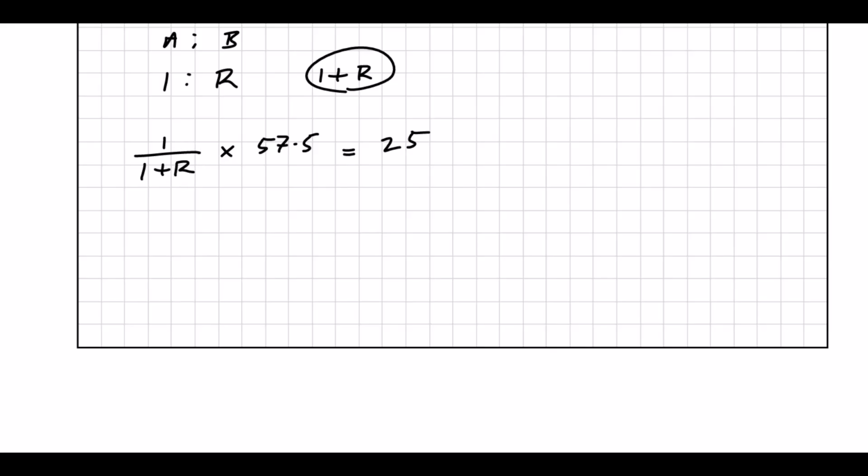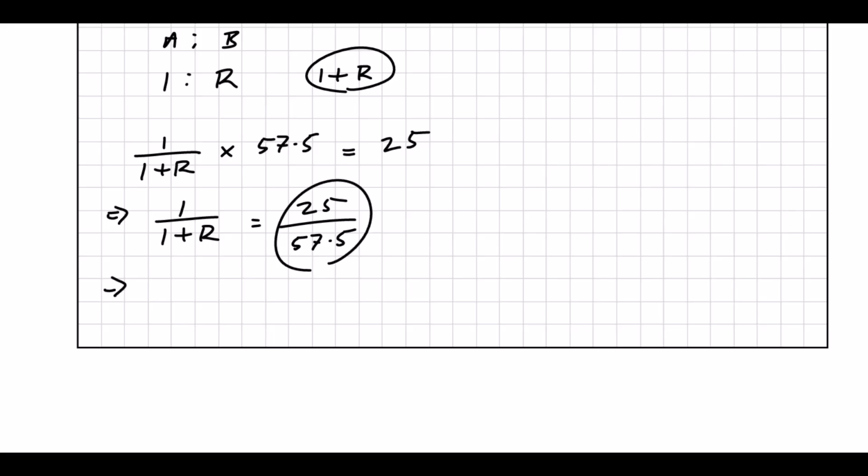So let's do that. The first thing I'm going to do is say 1 over 1 plus r is equal to 25 divided by 57.5, because the 57.5 is multiplied, so I'm just going to divide by 57.5. Next, I might simplify this fraction on the right. If you stick it into your calculator, it should simplify it for you. So you get 1 over 1 plus r is equal to 10 over 23.